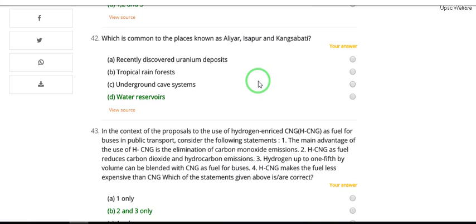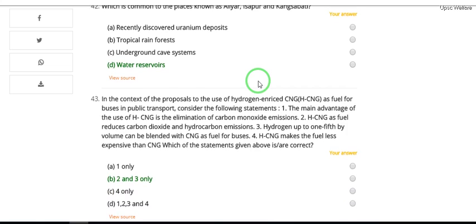See the common ones, also known as Alia, Isapur and Kangsabati. As we know, these are all popular water reserves here.